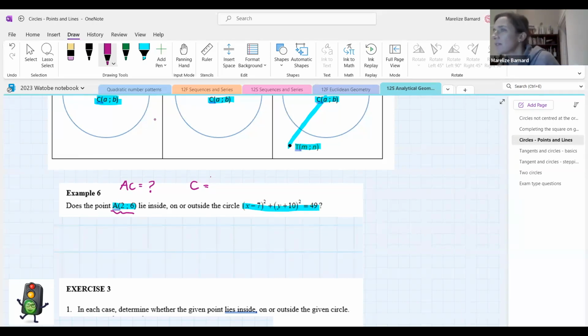And pop that in the chat for me. What is the center of the circle, by the way? We have the equation here. What are the coordinates of the center of the circle? Put it in the chat. Let me see how much you remember from last week.